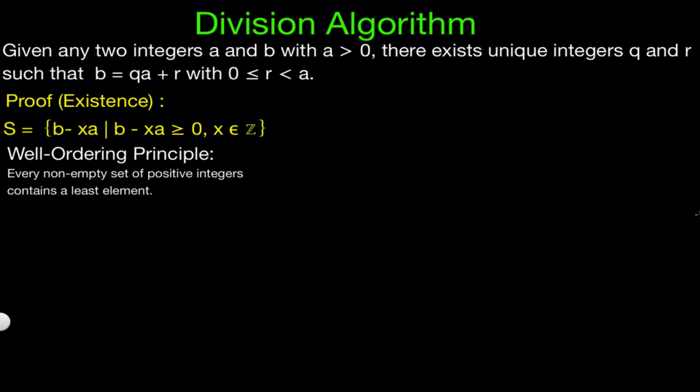In order to show that this set is non-empty, what we need to do is find an integer x where b minus x times a is greater than or equal to 0. And let's split this up into cases.